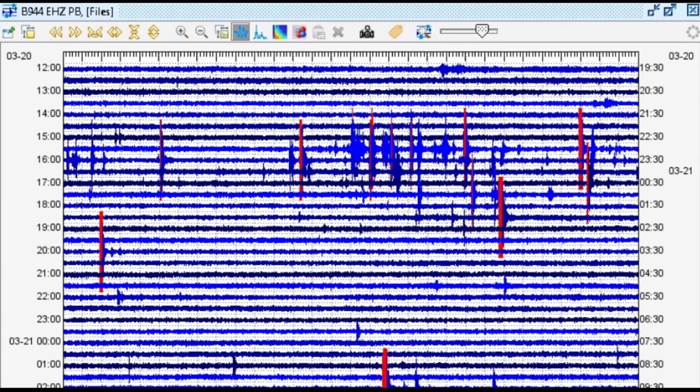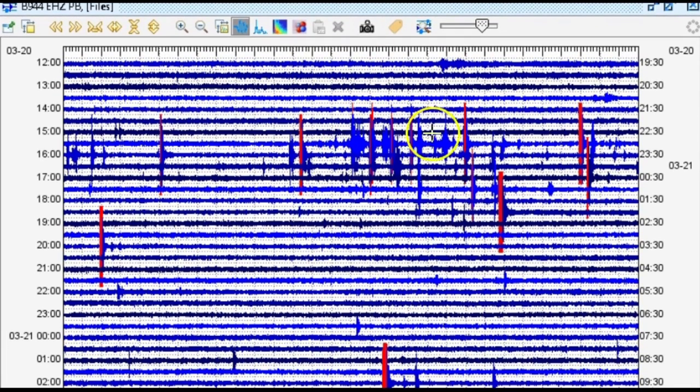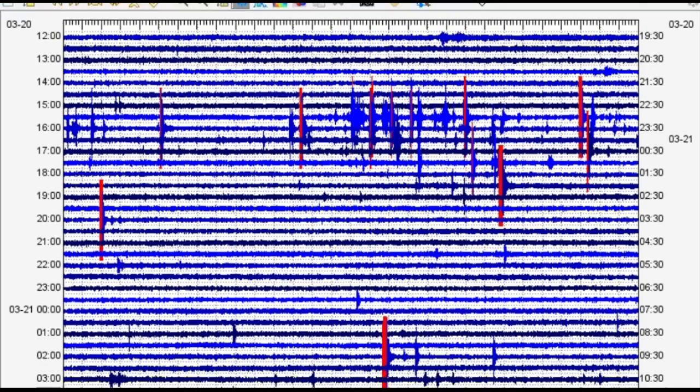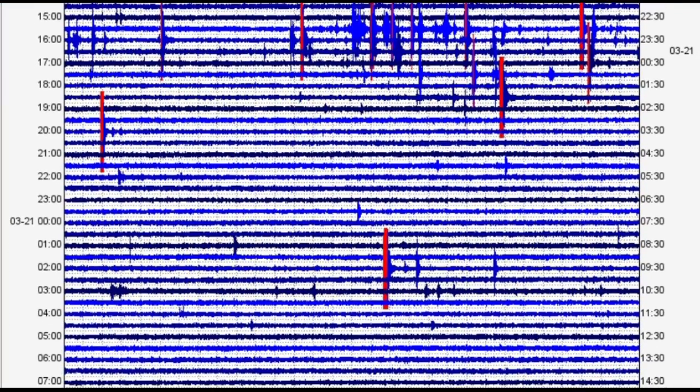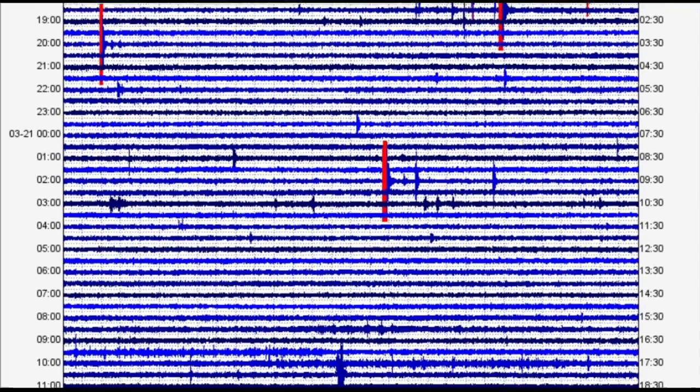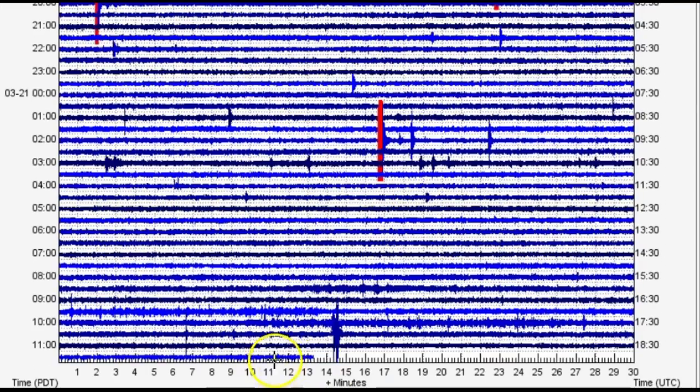So you can see the swarm here. You can see the main burst of swarming occurred in this area right here. Then we had two, three, four, five stragglers afterwards. Most recent data stream right here as of 11:45 a.m. Pacific time, March 21st, 2019.